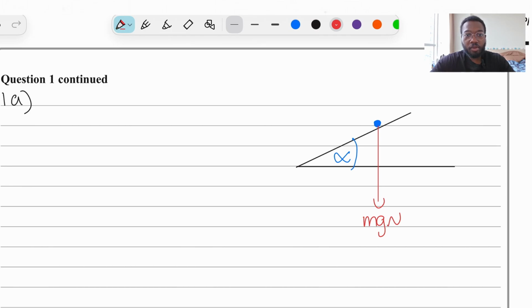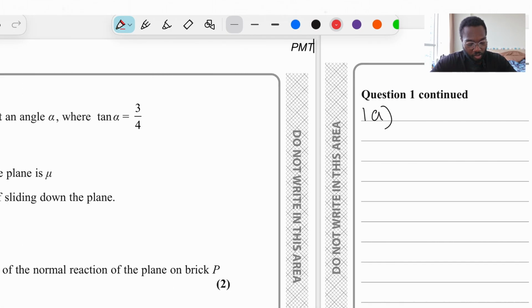Now we know that it's on the point of moving down the plane. They tell us that in the question, which means that the friction will be going up the slope. Friction is always going to be in the opposing direction of motion. So friction will be going up the slope, and then obviously we have the normal reaction as well. That is always going to be perpendicular to the plane. In this case, it will go in this direction here, and we'll call that R newtons.